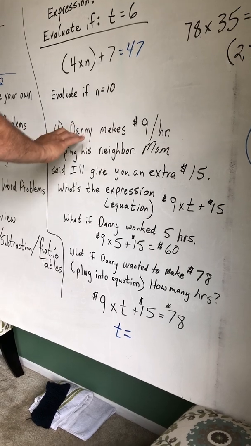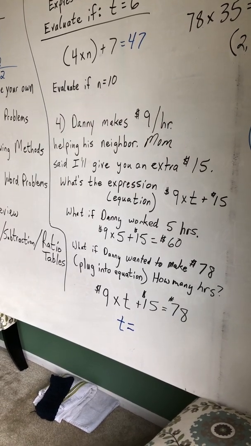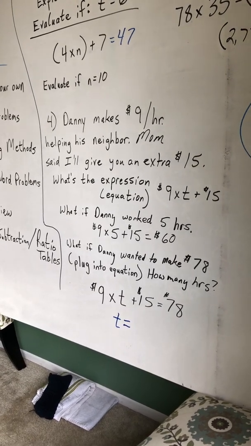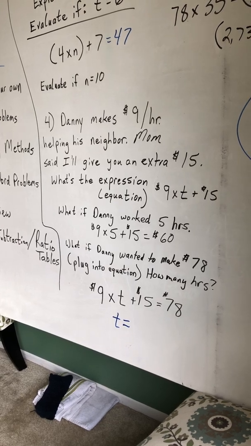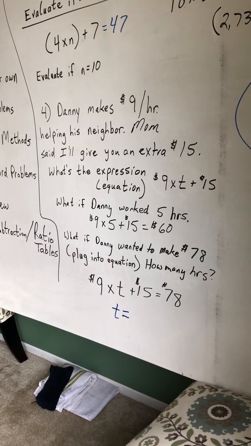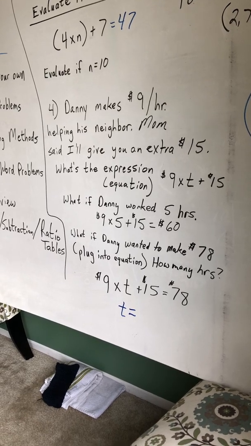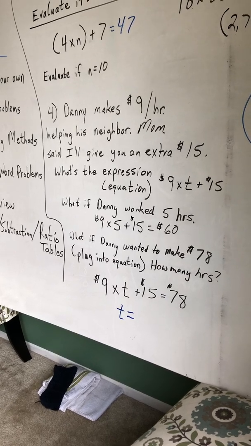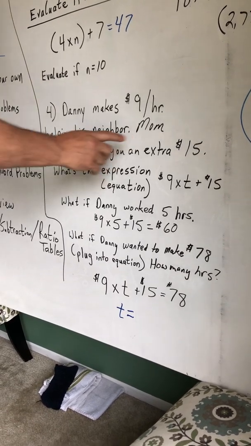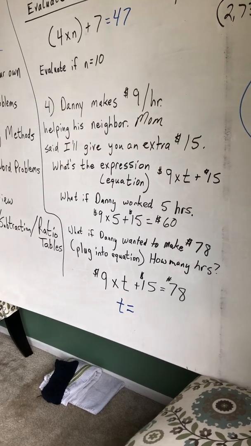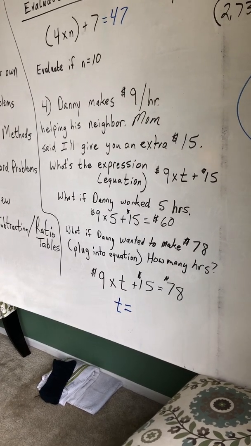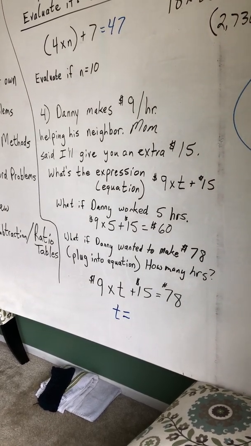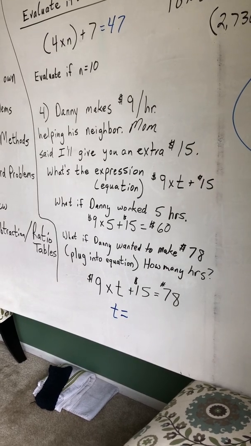Danny, a made-up person, Danny makes $9 an hour helping his neighbor, okay? So every hour Danny makes, helping his neighbor, he makes $9. So if he works 2 hours, he gets $18. If he works 4 hours, he made $36. Okay, see? 9 times the hour, $9 per hour. But Mom said, I'll give you an extra $15, not an hour, just when you're done, because you did a nice thing by helping the neighbor, I'm gonna give you an extra $15. So the book says, what's the expression?